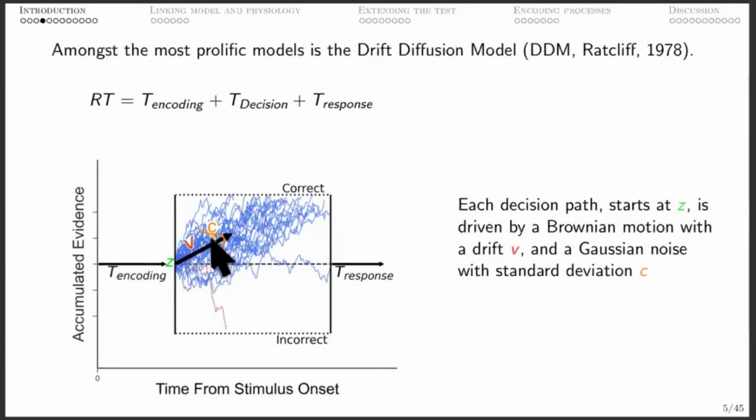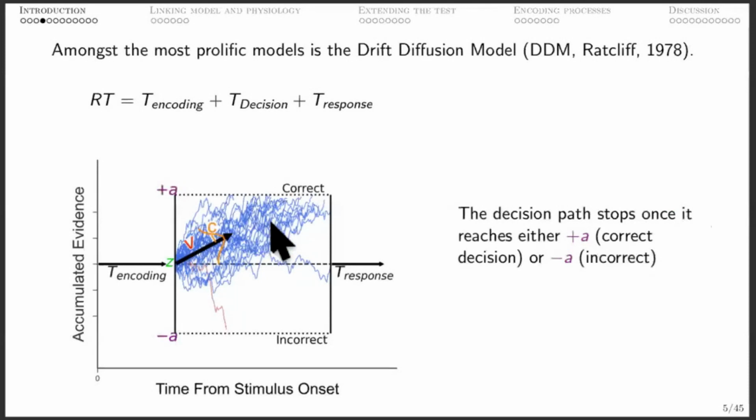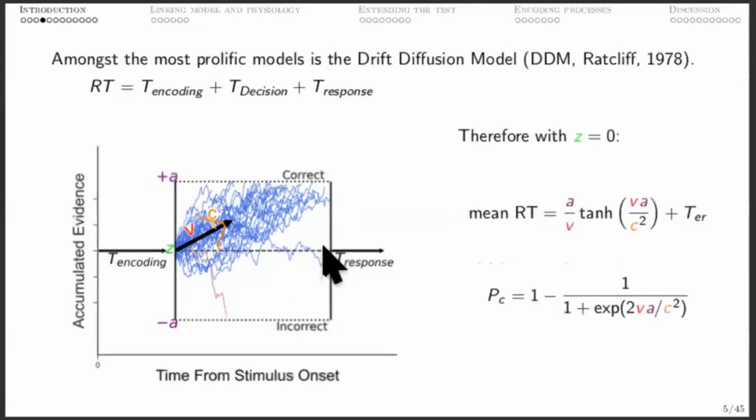So this determines the decision path, and all the decision paths stop once they reach either the positive value of the parameter A, which instantiates the decision threshold for the correct response, or the negative value of the parameter A, which represents an incorrect response. Once I have defined this formalism, we can derive a prediction of a model such as the drift diffusion model, for example, for the mean reaction time for one participant and the amount of correct responses he made. This is given by the following.